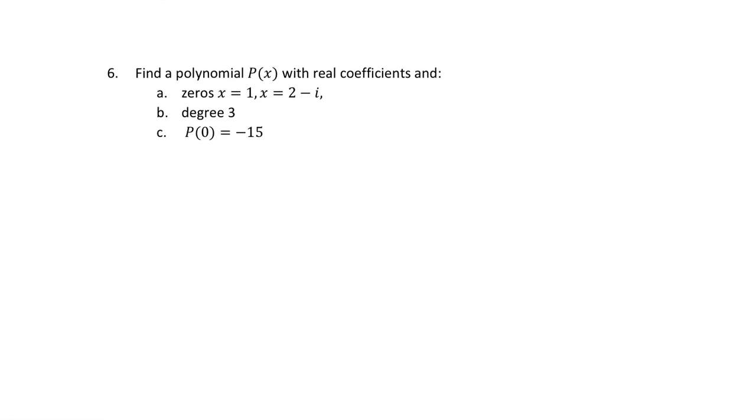Question 6, we need to build a polynomial now that satisfies these three criteria. It has to be a degree 3, it's got to have these zeros, and we'll get to this one in a second. So let's start with the zeros. If it's degree 3, it should have 3 zeros. So in part A, there's purposely one missing. Remember that complex zeros, 2 minus i, always come in a pair, so we know there's a missing zero, x equals 2 plus i. So now there are 3 zeros.